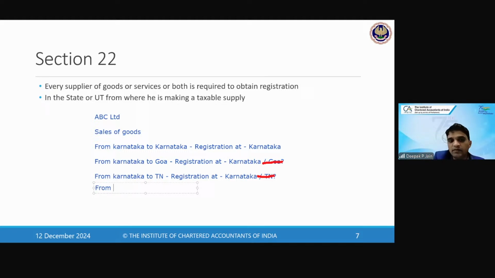Now, the same ABC Limited has opened a branch in Tamil Nadu, covering Kerala. From Kerala to Kerala, you're supplying. Here is registration. Your head office is Karnataka. Now, where is the registration required?